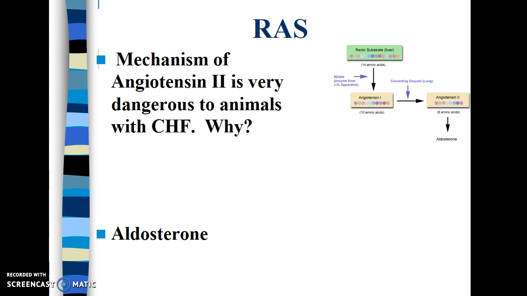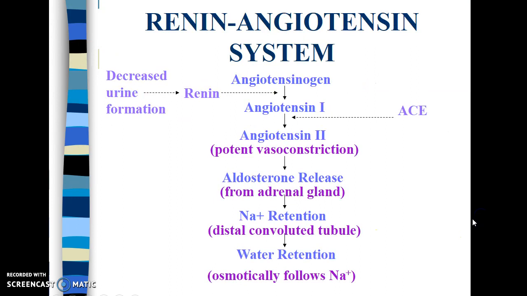So in addition, that angiotensin 2 causes the release of aldosterone from the adrenal glands. And aldosterone in turn causes a problem with congestive heart failure too. Do you remember what aldosterone does? Okay, this is kind of tying it all together. Aldosterone causes sodium retention in the distal convoluted tubule of the nephron. And that sodium retention causes water retention. So we decrease the amount of urine.